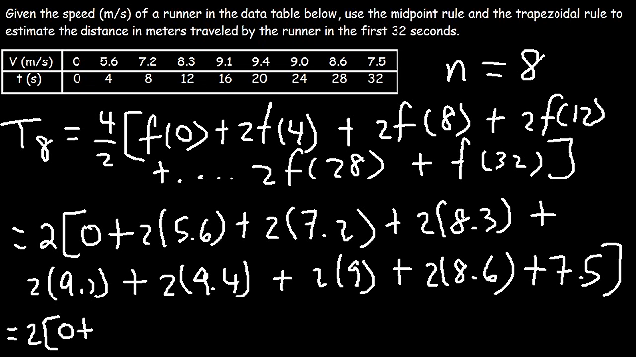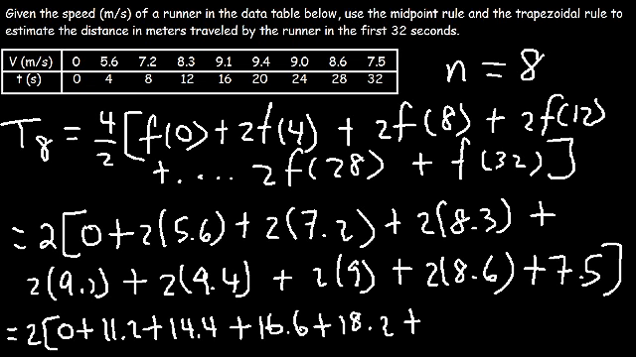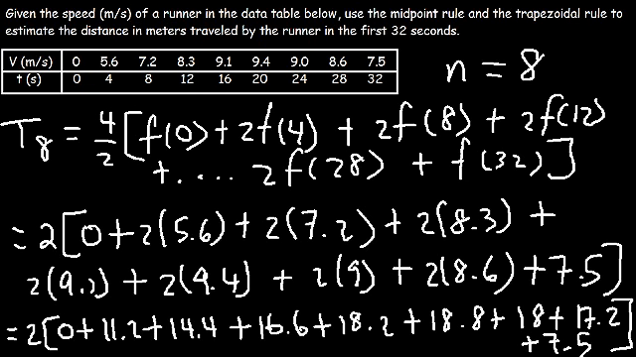So 2 times 5.6 is 11.2, and 2 times 7.2 is 14.4. 2 times 8.3, that's 16.6. 9.1 times 2 is 18.2, and 9.4 times 2 is 18.8, plus 2 times 9, which is 18, and then 2 times 8.6, that's 17.2, and then plus 7.5.